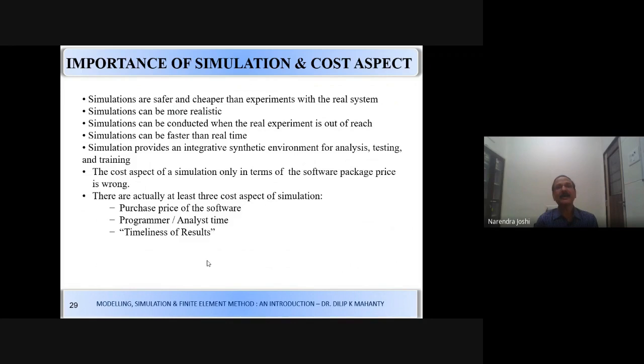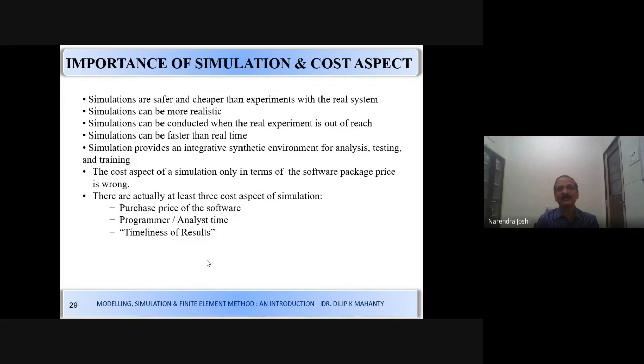Some of them are biological systems. If I ask the question, how much blood do human beings have? I cannot cut a person, drain out all the blood, and say it is this many liters. I can actually model, simulate, and find out the approximate amount. It's not deterministic but a probabilistic way to say this much blood is there in the system. So it becomes quite easy, and this is why simulation is important. It provides an integrative synthetic environment for analysis, testing, and training.